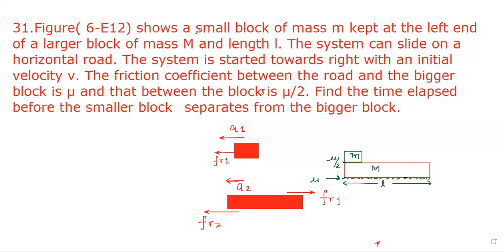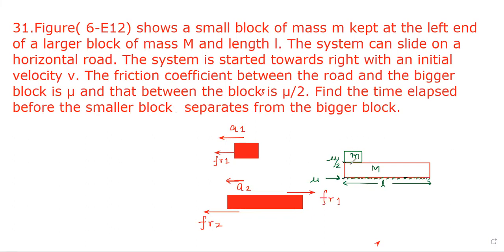Figure 6E12 shows a small block of mass small m kept at the left end of a larger block of mass capital M and length L. The system can slide on a horizontal road. The system is started towards right with an initial velocity v. The friction coefficient between the road and the bigger block is mu, and that between the blocks is mu by 2. Find the time elapsed before the smaller block separates from the bigger block.